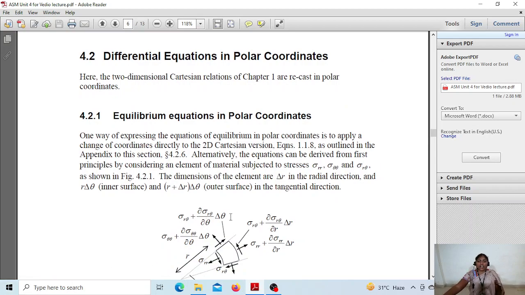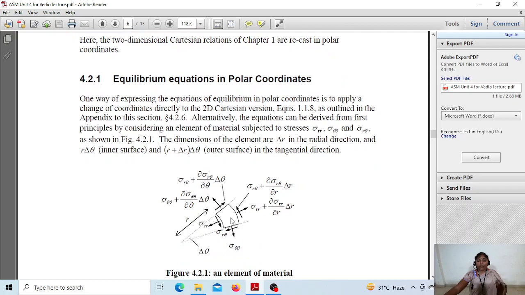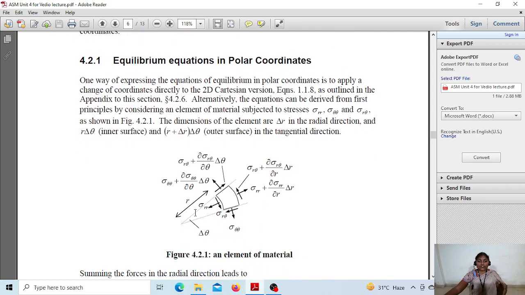Unlike the Cartesian coordinate system, in which we have only sigma x, sigma y, sigma z, that is stresses in x direction, y direction, z direction, here in polar coordinates you are newly introduced to r and theta. Those are the two coordinates you will have.